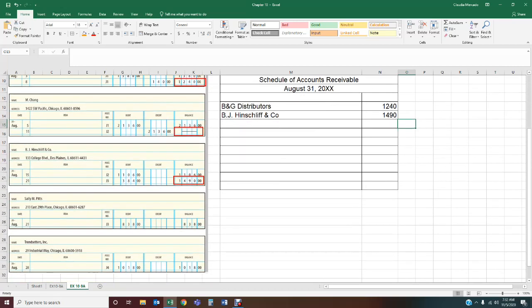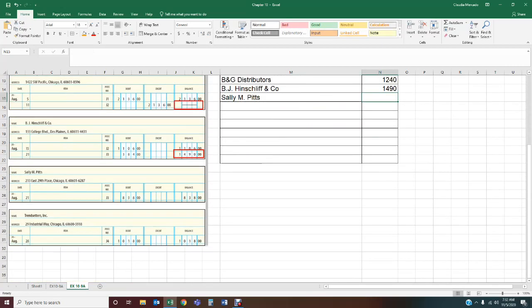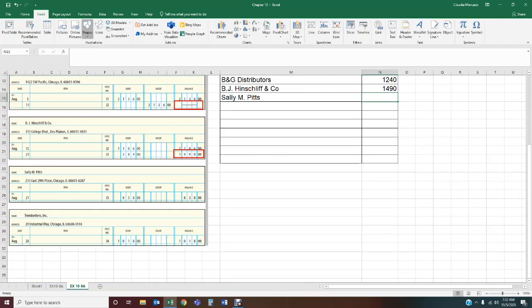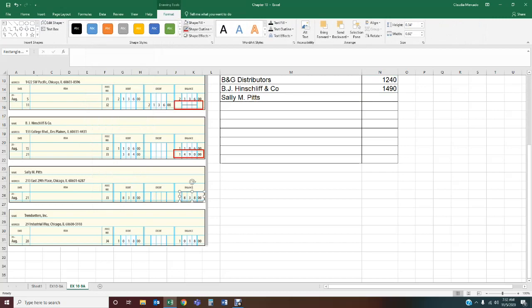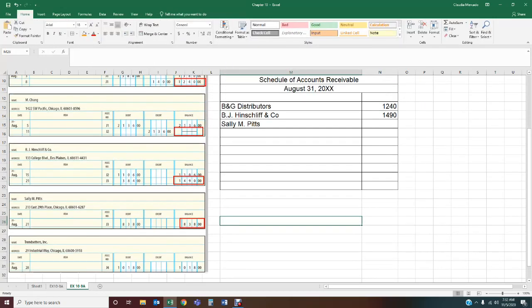Okay, now we go to the next one. So what goes first, the S or the T? This is where you do your alphabet song in case you don't know your alphabets. But S goes before T. So I'm going to go ahead and put Sally Pitts. Just remember it's alphabetical order. Sally goes first and her balance is 838. So Sally hasn't given us any payment. She owes me $838.